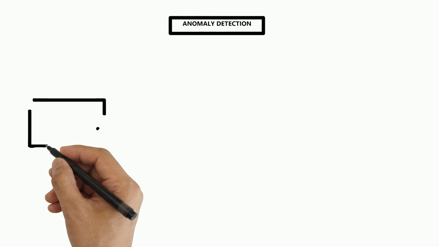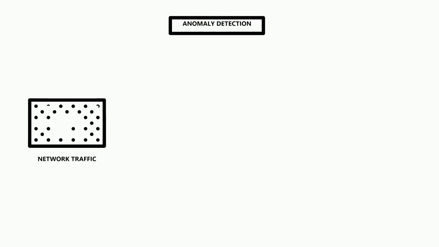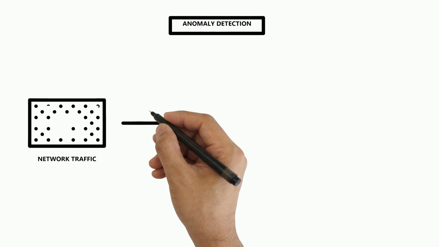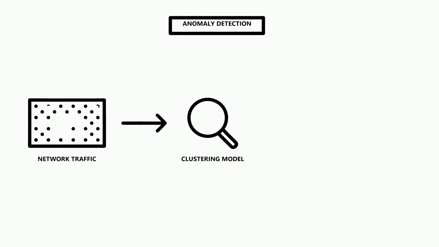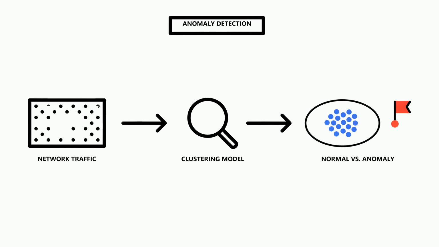This is huge in security. Imagine you feed a model months of ordinary network traffic, logins, file transfers, data volumes, with no labels for normal or attack. The model clusters all of that traffic based on similarity, and over time it learns what normal looks like. So when a login suddenly happens at 3 a.m. from a country your company has never operated in, that data point falls way outside every existing cluster, and the model flags it as an anomaly.